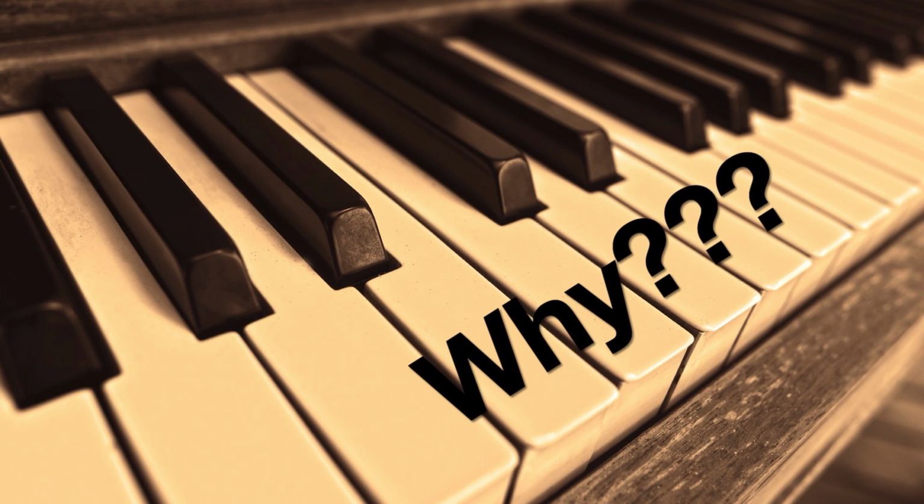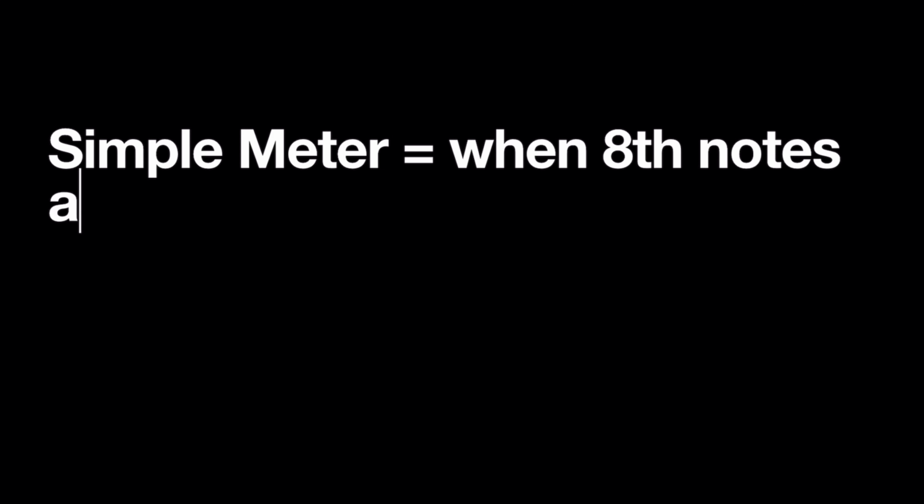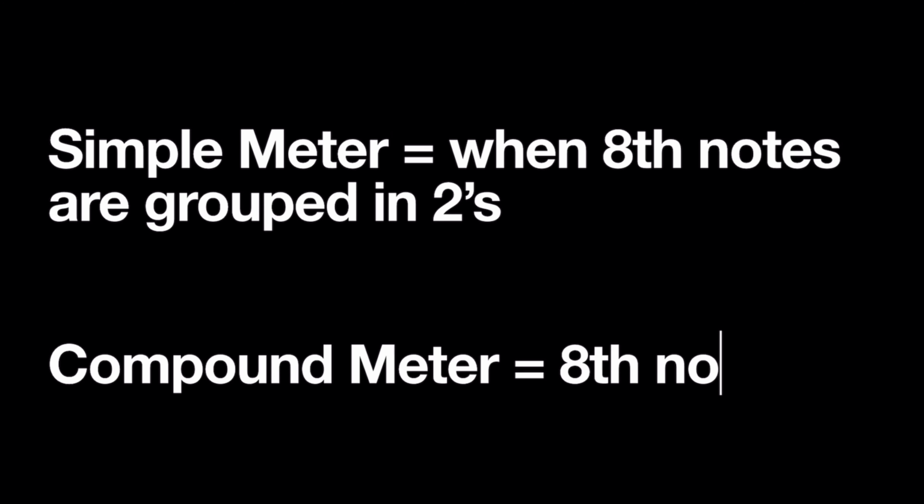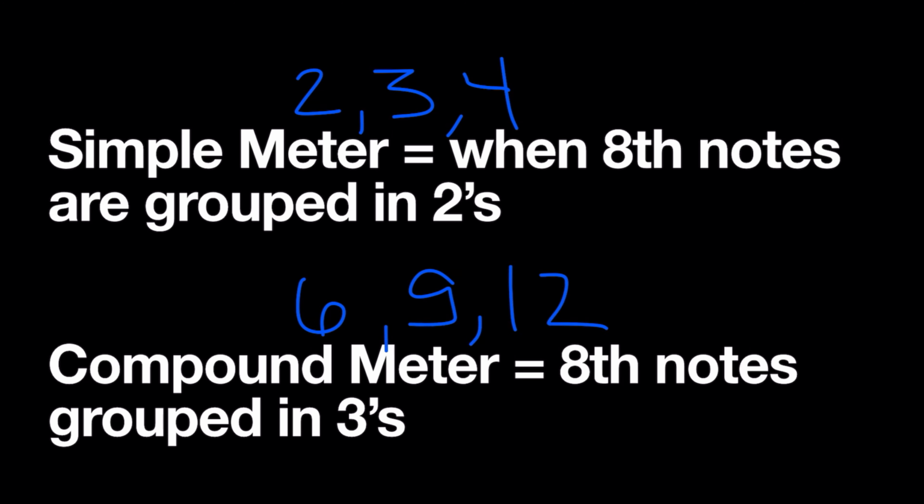But the big question is, why do we do this? Why do we feel the music differently in 3/4 and 6/8 time? It is because we have simple meter and compound meter. Simple meter is when eighth notes are grouped in 2s, and compound meter is when eighth notes are grouped in 3s. To help you remember this, time signatures that have a 2, 3, or 4 on top are simple meter, and time signatures that have a 6, 9, or 12 on top are compound meter.